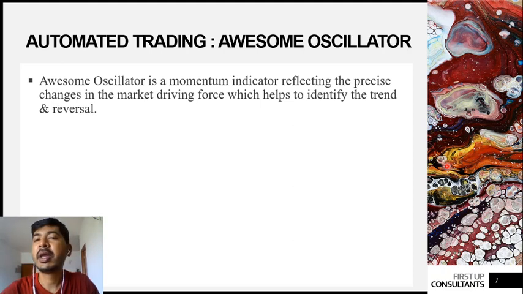I am Vaibhav. In today's session of automated trading, we will be continuing to work with the awesome oscillator. This is the second part of the ongoing series which we started yesterday. I hope you are well familiar with the awesome oscillator, which is a momentum indicator. It tries to reflect the precise changes in the underlying driving force for the instrument of our choice, and it will help us identify the trend and the reversal of the trend whenever it is going to take place.